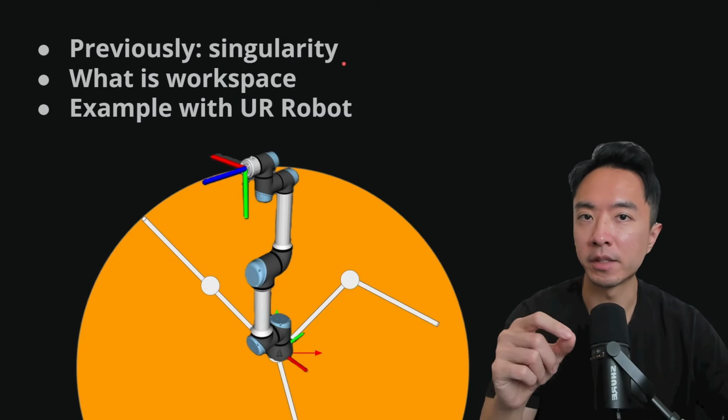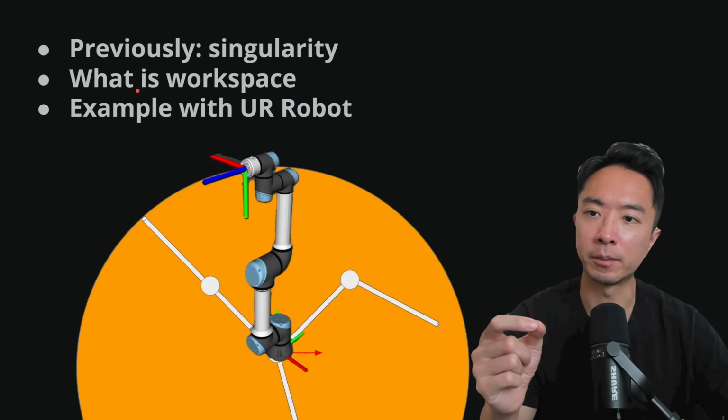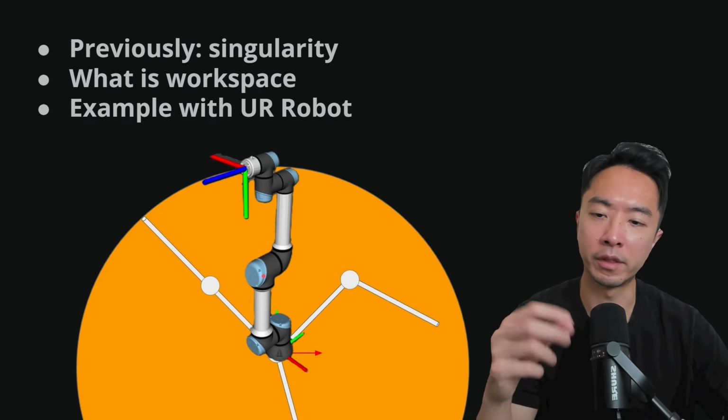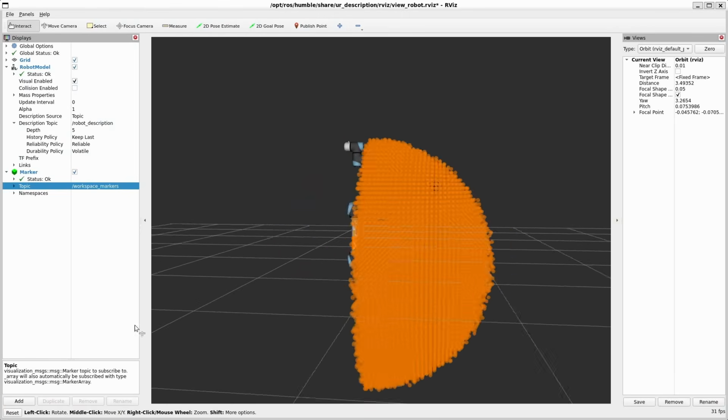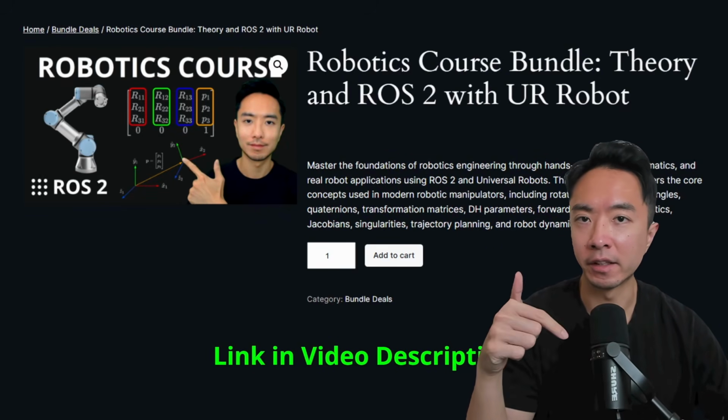Previously we talked about singularity. In this video, we're going to talk about workspace. We'll cover an example with a 2DOF robot and the UR robot. You can follow along with my code and doc, link in the video description.